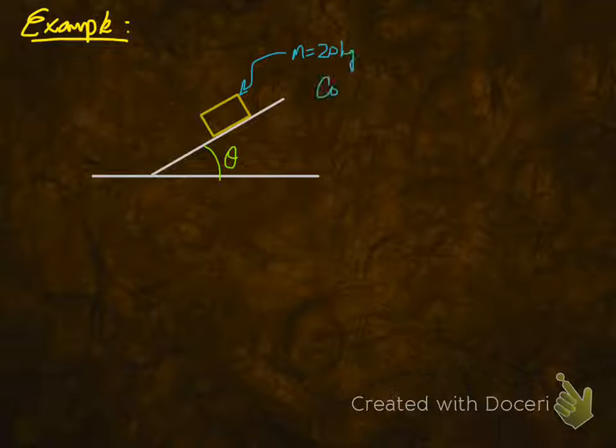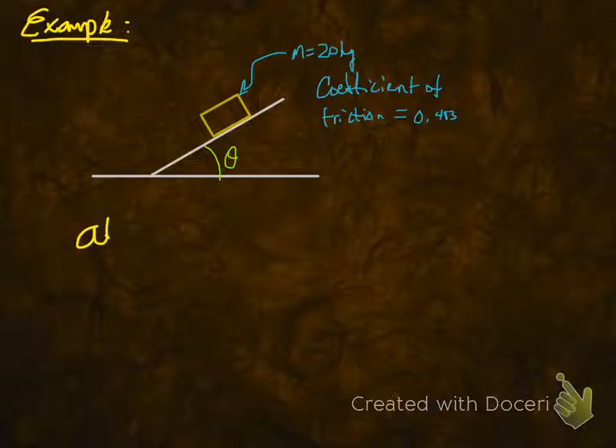Okay, the mass of the crate is 20 kilograms, and the coefficient of friction is 0.0483, and I just made that up out of thin air. Justin? Yes, that would be the mu s, static. Okay, that does equal static friction.